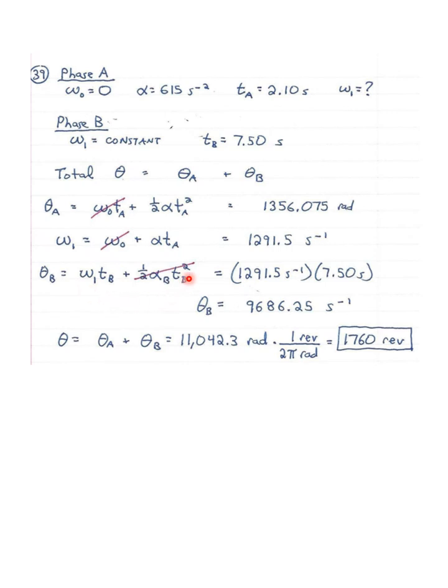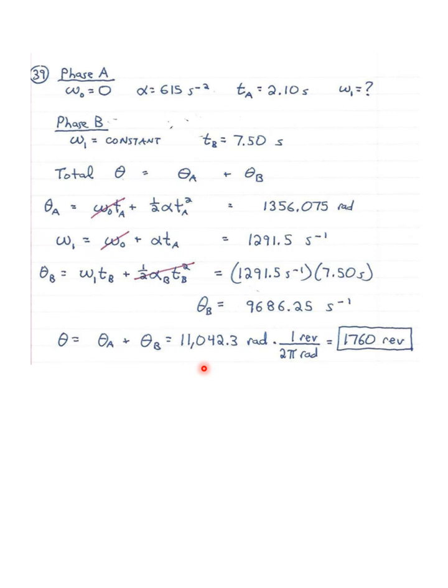And there is this acceleration component of that kinematic equation, but there is no acceleration, so we're just left with the angle is omega 1 times time of B. So we have 1291.5 radians per second times 7.5 seconds, and we get the total angle turned is 9686.25 radians. So we have theta for phase A, theta for phase B. Let's add them together.